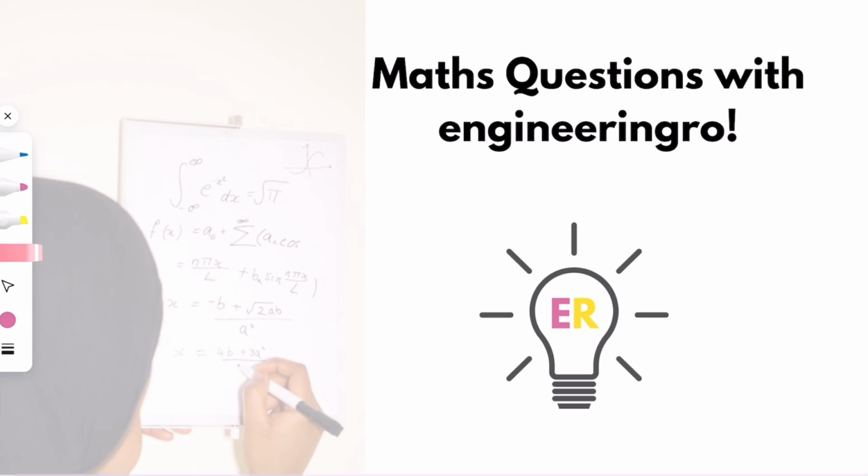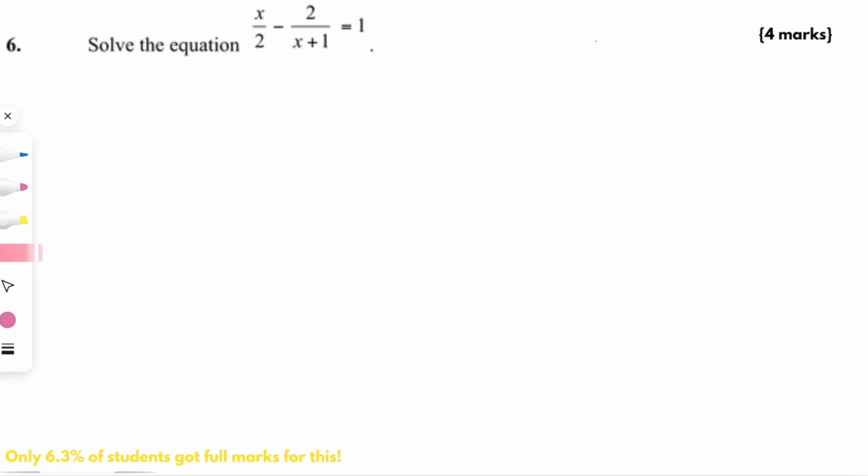On this series in particular, we're doing questions that students tend to get wrong in their maths GCSEs. So we have the question, solve the equation x over 2 minus 2x plus 1 equals 1. And this is for 4 marks. And only 6.3% of students got 4 marks for this. So let's try and figure out how to do this and how to get our 4 marks.